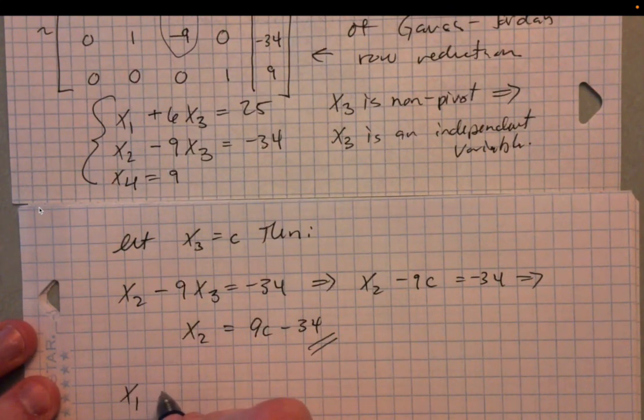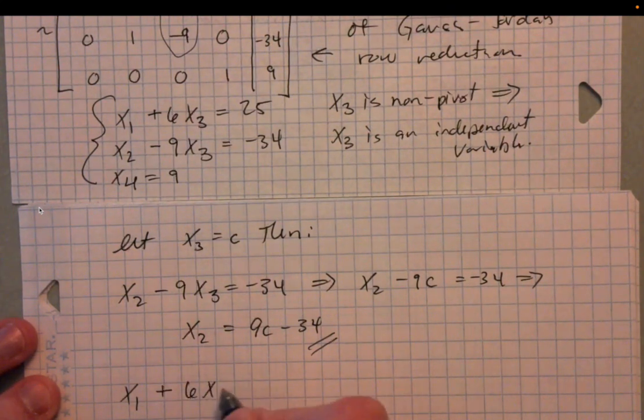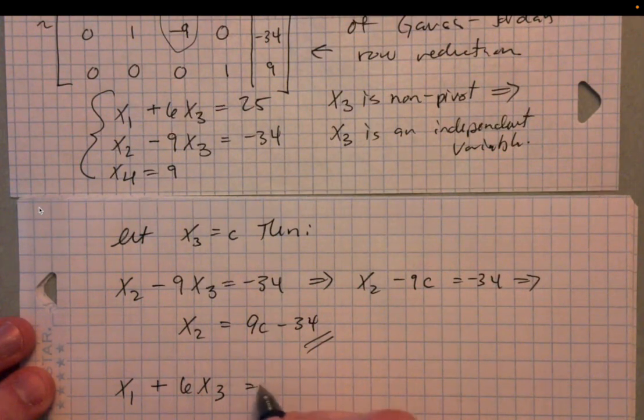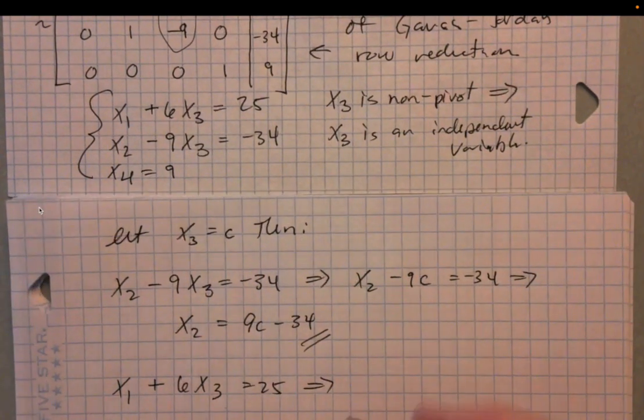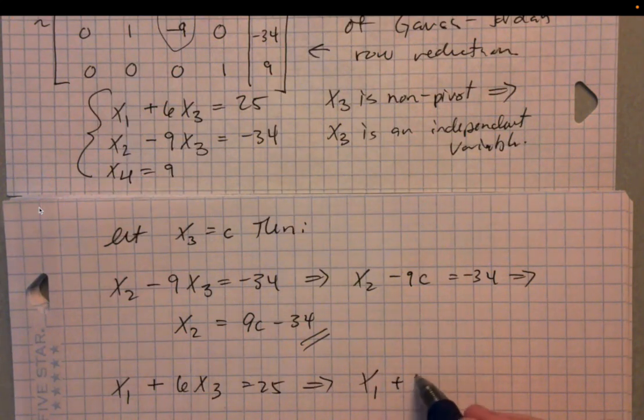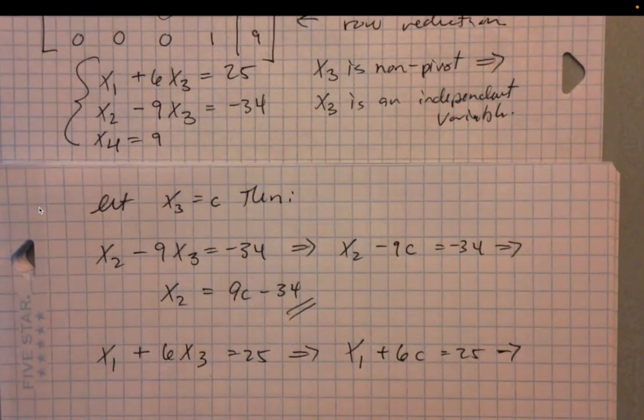And x1 plus 6x3 equals 25. So again, we can just plug in c for x3. We get x1 plus 6c equals 25, and that's going to imply that x1 is equal to 25 minus 6c.